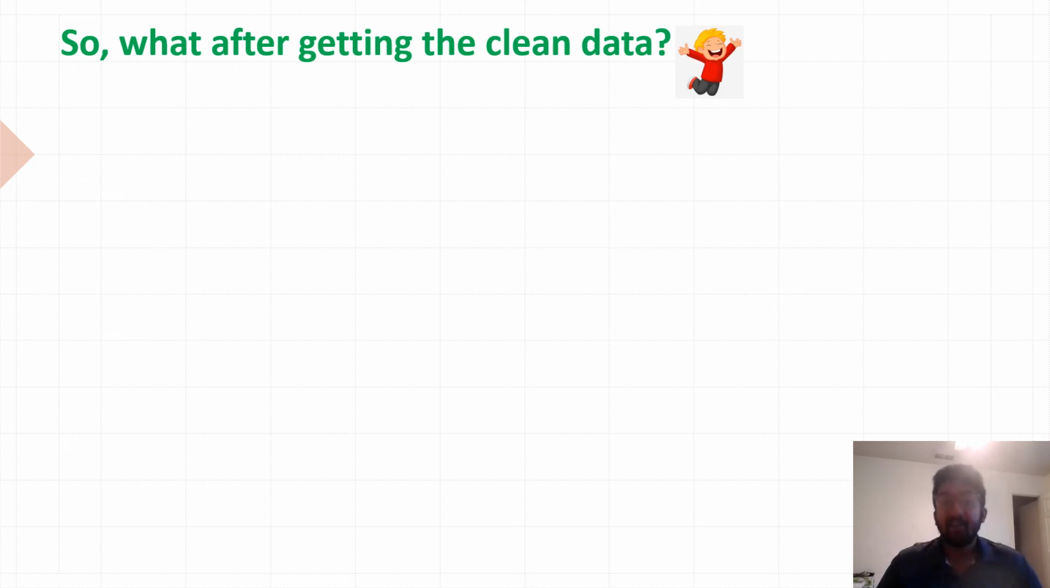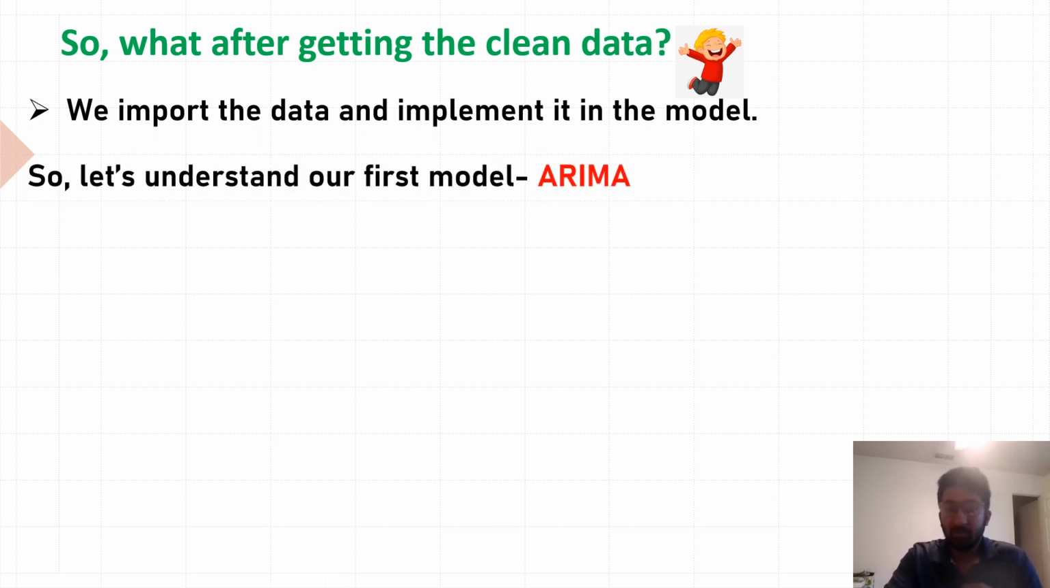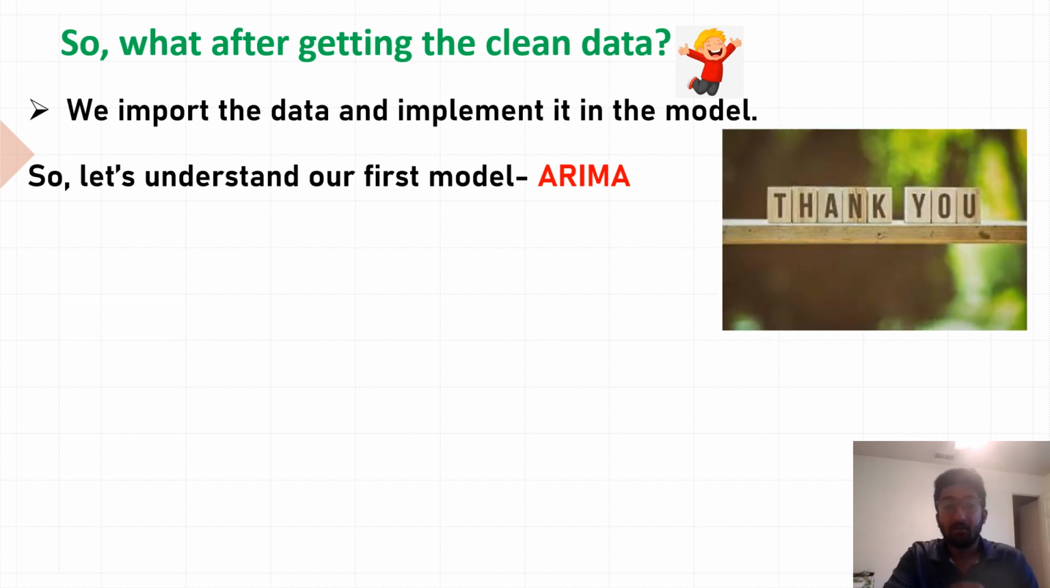So finally, after we get the clean data, after data imputation, outlier handling, one-hot encoding, data normalization and data scaling, after we clean the data, we import the data and implement it in the model. Let's understand the first model, ARIMA, but it is going to be in the next part of the video.